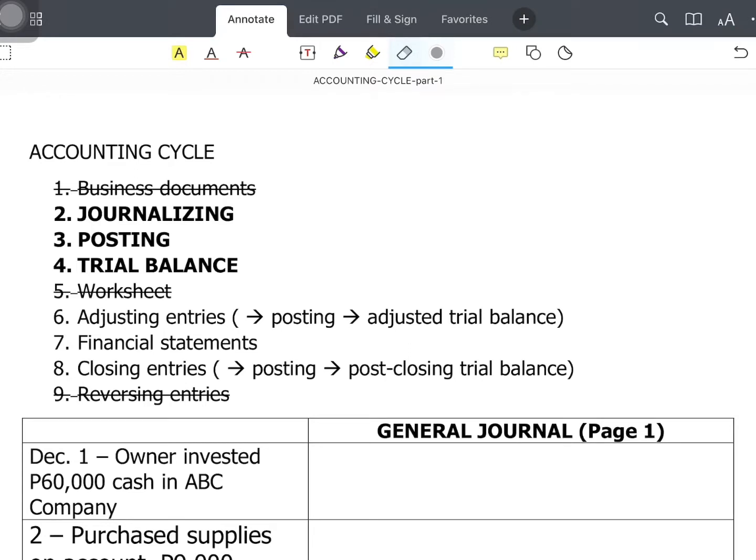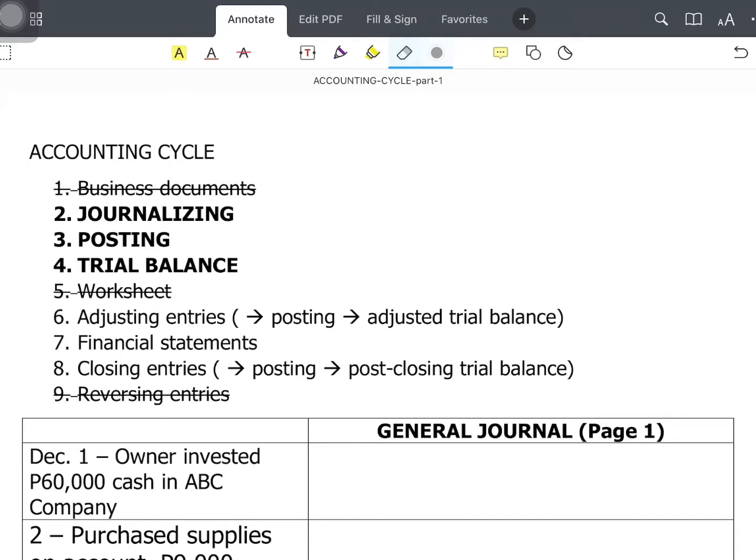So in this video, I'm going to journalize, post, and prepare a trial balance. And then I will continue the rest in another video or videos. And then for worksheet and reversing, they are optional, so I will not talk about them anymore. And then business documents, I will not also discuss because I have a separate video for this one. I posted it before. Anyways, let's journalize.